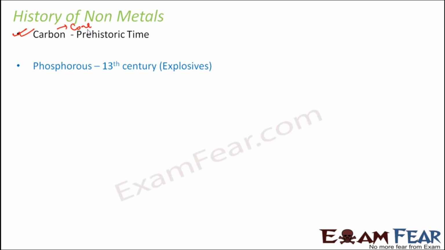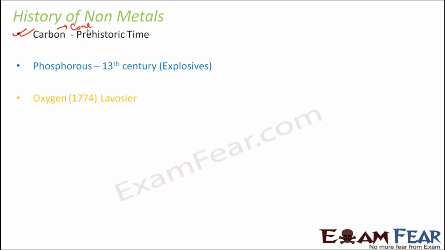The next one to be discovered was phosphorus, which was during the 13th century. So there was a long gap between the discovery of carbon and phosphorus. Now when phosphorus was discovered, it was mostly used in explosives. Why was it used in explosives? Because of its reactive nature. So we will talk about all that.